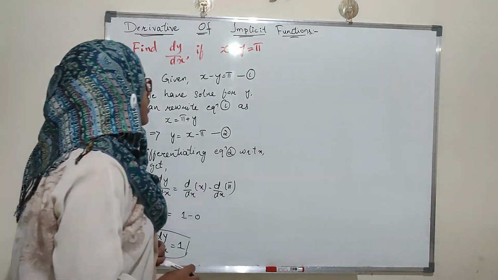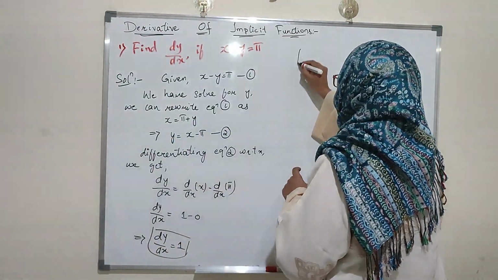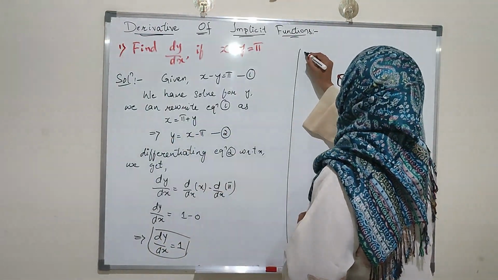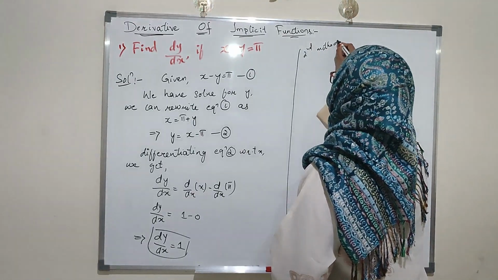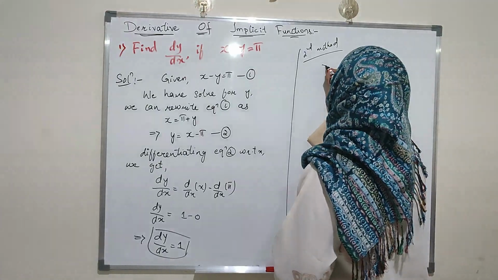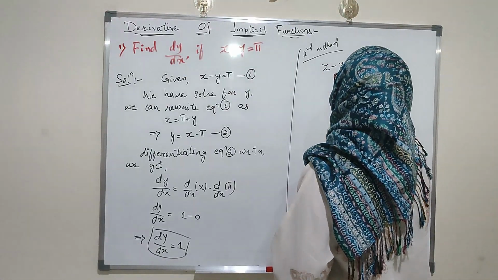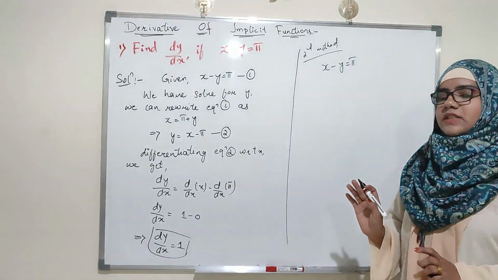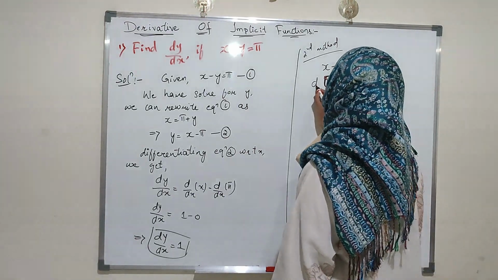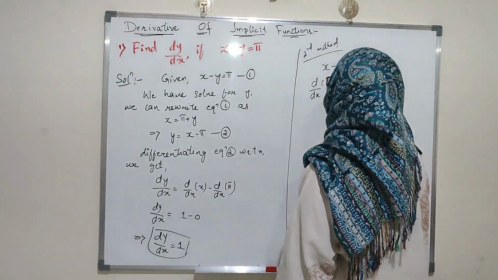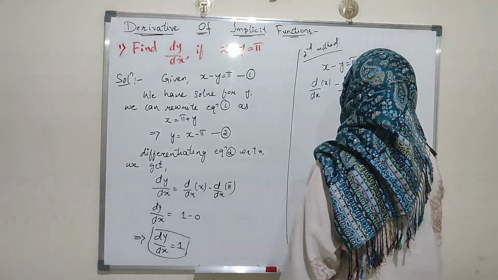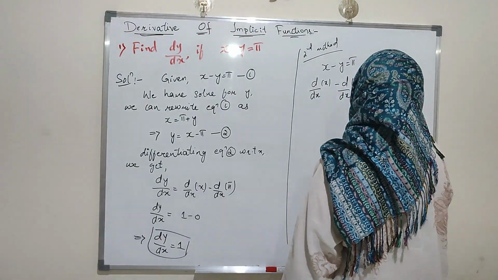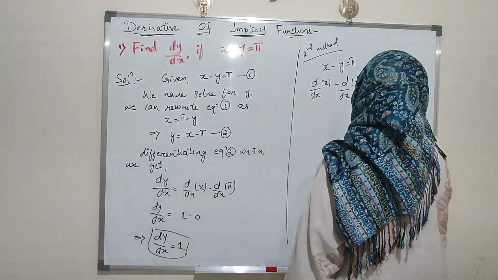Okay, now we can solve this alternatively. This is the second method. What is given to you? x minus y equal to pi. Differentiate this with respect to x: d by dx of x minus d by dx of y is equal to d by dx of pi.